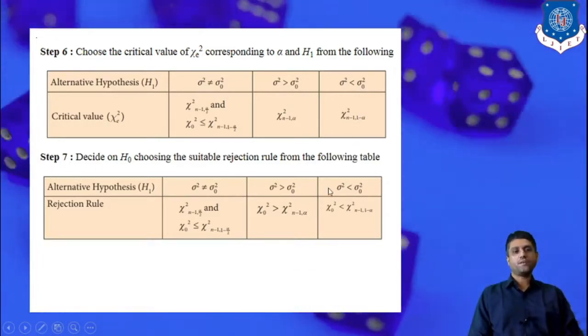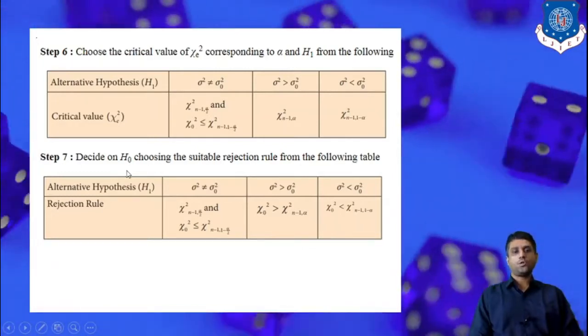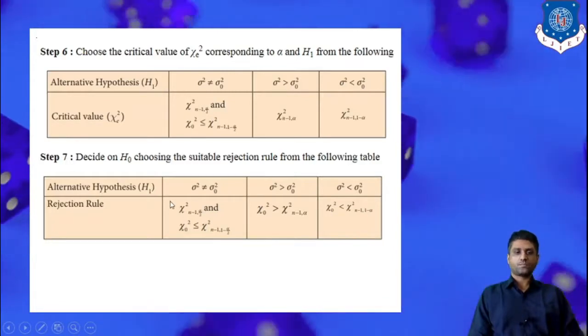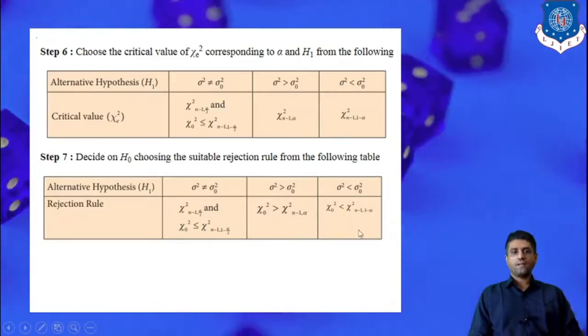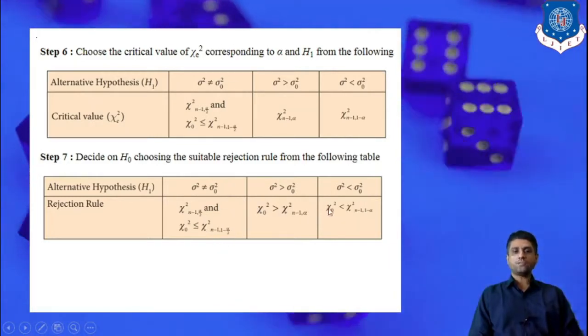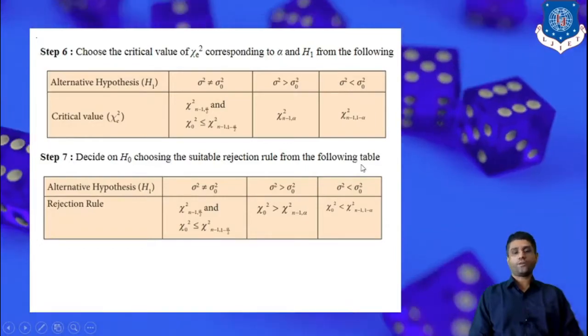Step number 7, we have to give our decision whether the null hypothesis is rejected or not rejected on the basis of this. If it satisfies this observation, then we have to say that the null hypothesis is rejected. If it is against this observation, then we have to say that the null hypothesis H0 is not rejected.